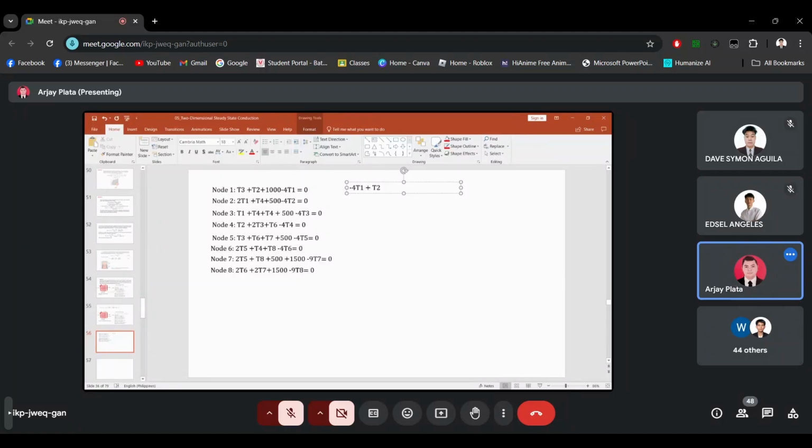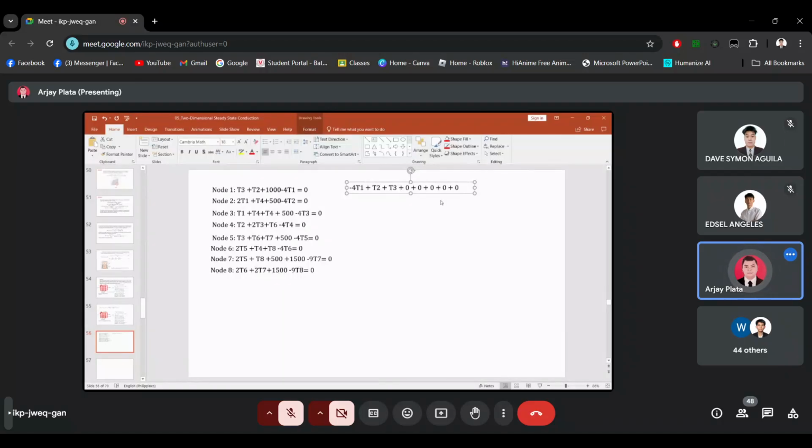We have T3. We don't have any T4 here, so we will leave it as 0. We don't have T5 also, so we will put 0. T6 we don't have also, as well as T7. Sorry, T6 0, T7 0, and T8 0. So that's our first equation.